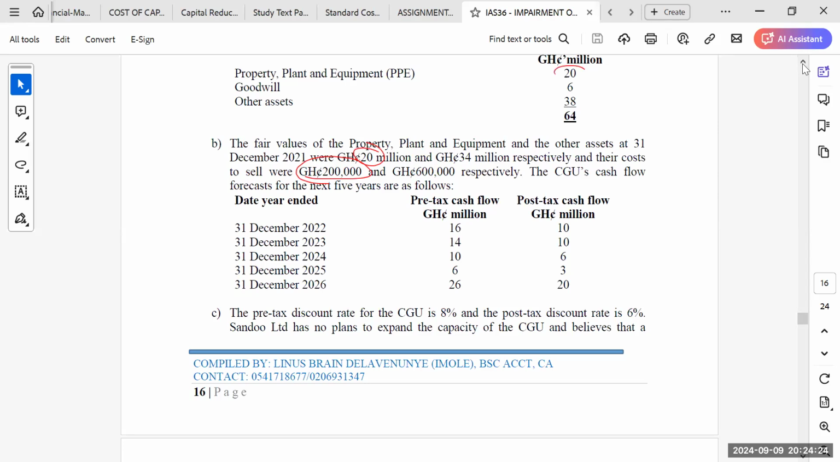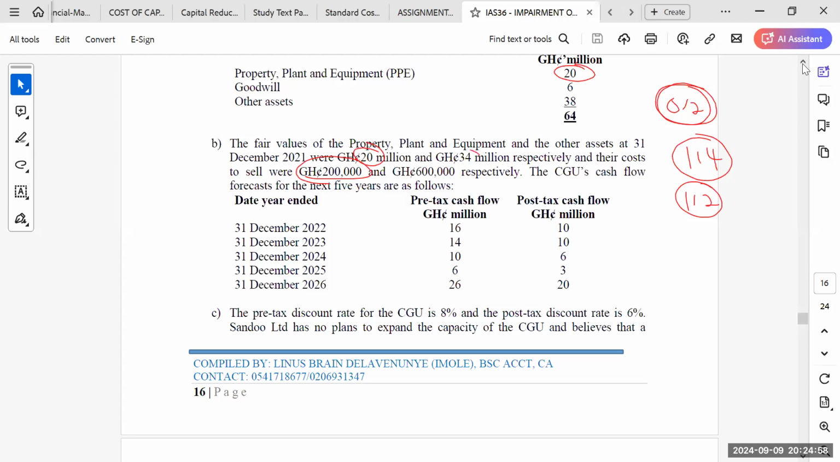But the carrying value is 20. So 20 against 19.8, the difference is 0.2. So it means that we can only impair the property, plant, and equipment by the difference between the carrying value and the net realizable value. That is 0.2. But if we take 0.2 from 1.4, what will be left? 1.2. But you can see that the 1.2 can be written against the other assets.